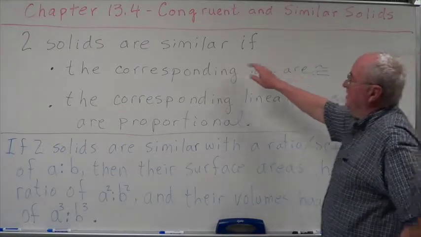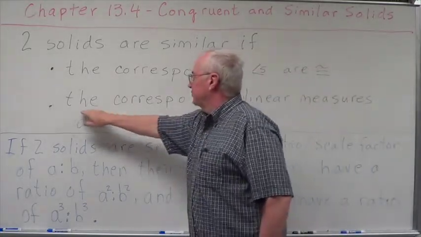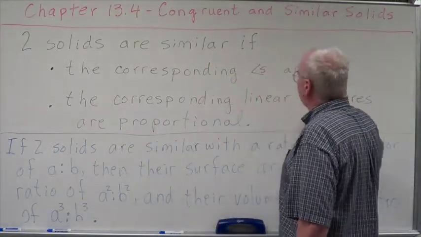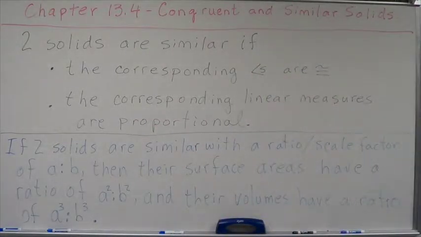So for them to be similar, corresponding angles are congruent. And the corresponding linear measures are proportional. That's the same way as saying sides. The edges, the faces, they are proportional. Okay? Think about the similar triangles we've done. We're looking at that sort of type of thing.